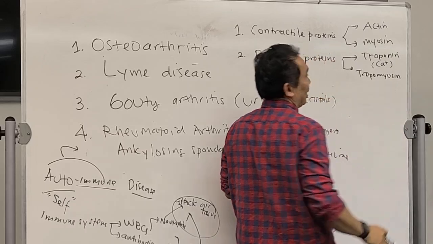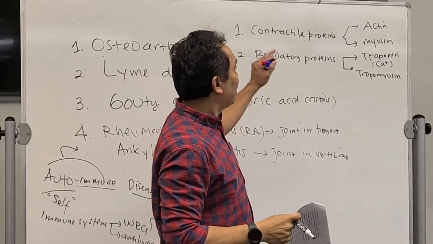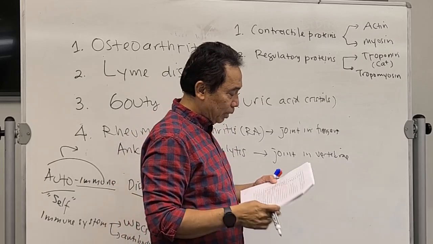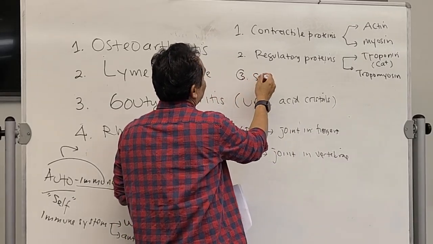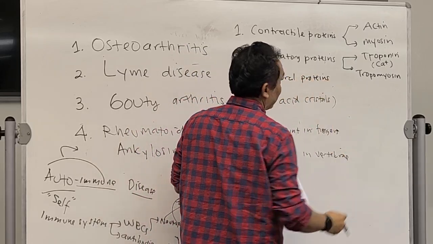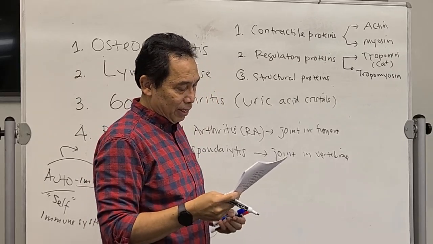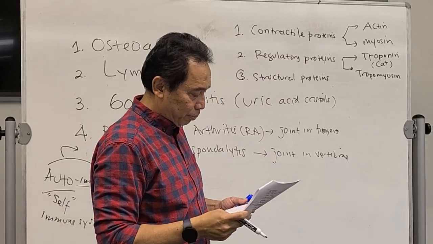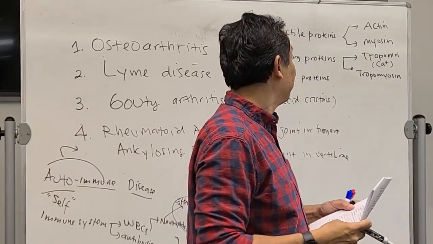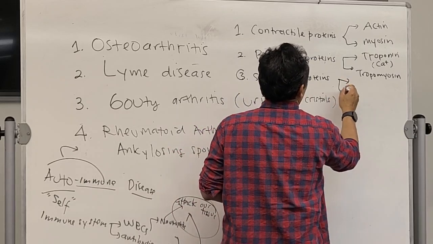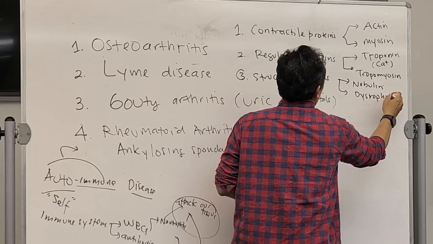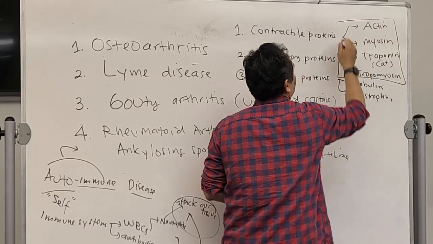Tropomyosin. Okay, these are the two regulatory proteins. Number three is structural proteins, which strengthen the sarcomere. They consist of nebulin and dystrophin. But for this, I just want you to focus on the contractile and the regulatory proteins.